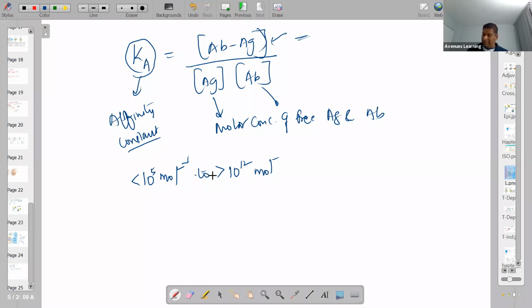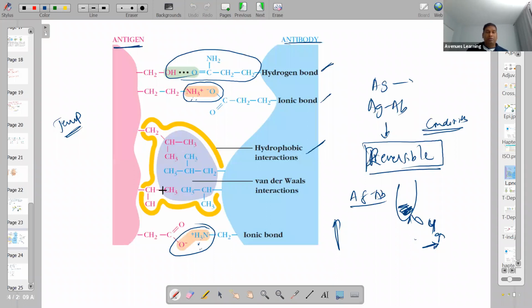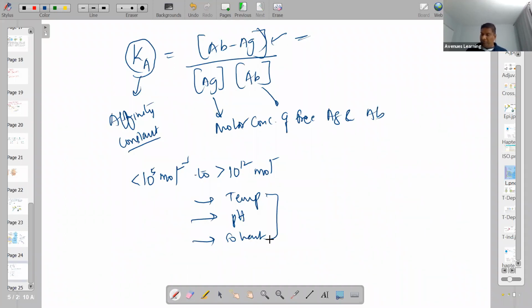And this affinity constant is affected by, as we have seen just now, temperature, pH, and also the solvent. So if you put this in a highly hydrophilic solvent, then the hydrophobic interactions will be much higher. In a hydrophilic environment, the hydrophobic groups tend to bury themselves inside, so the interactions can be stronger. So those factors actually determine the affinity constant: the temperature, pH, and the nature of the solvent.